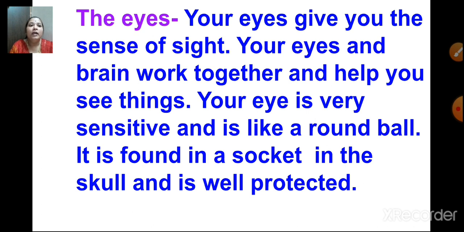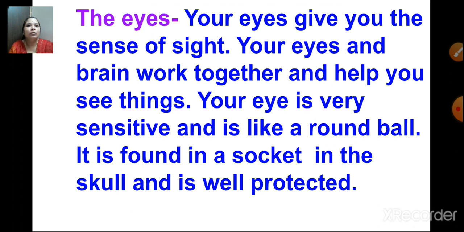And the eye is like a round ball, and we know, where does the eye lie in our skull? We have a socket for the eye in which the eyeball is present. And it is protected. The eye is protected by eyelids.